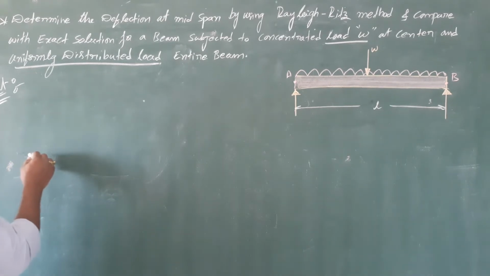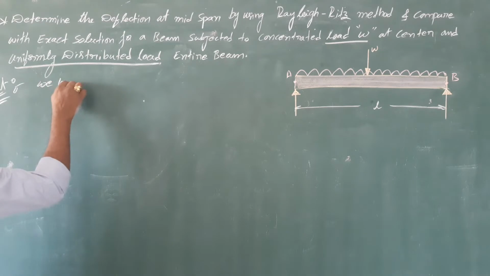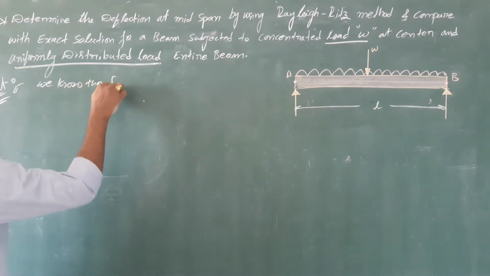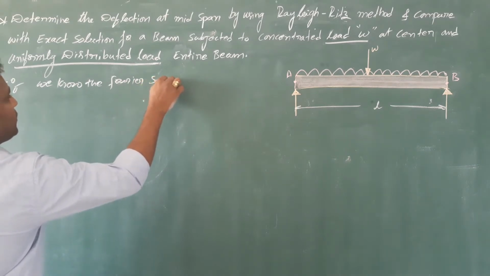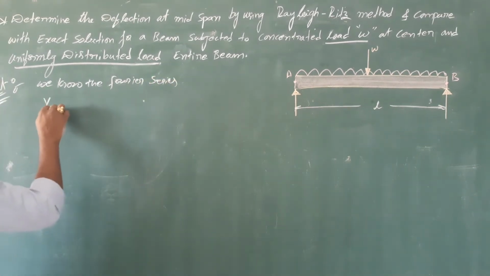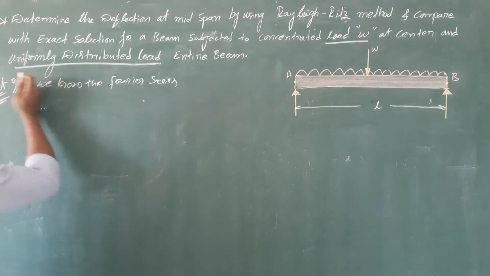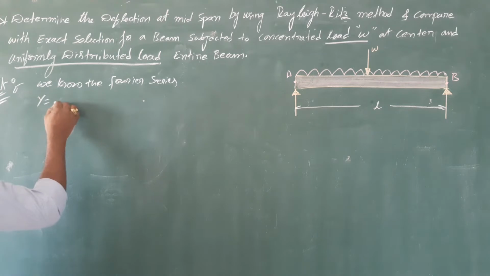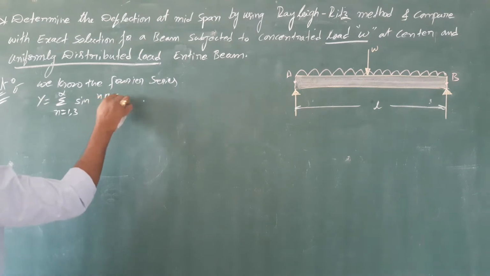We know the Fourier series for the deflection y: y is equal to the sum over n equal to 1, 3, up to infinity of A n sine of n pi x by L.